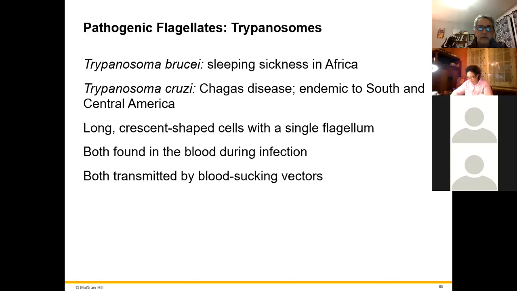Africa. Trypanosome causes sleeping sickness in Africa. There's another type of trypanosome that causes Chagas disease, which is endemic to South and Central America. Long crescent-shaped cells with a single flagellum. They are found in the blood during infection. And blood-sucking insects can transmit them as the vector.